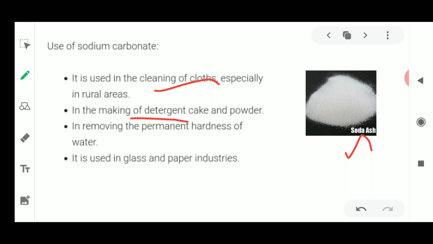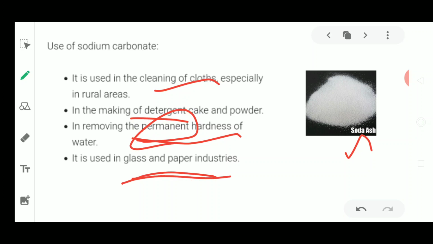It also helps in the removal of the hardness of water. It removes the hardness permanently, not temporarily. And then it is used in the glass and paper industries. Fine, so there are various uses of sodium carbonate in many fields, such as washing clothes, making washing powders, permanently removing the hardness of water, and in the glass as well as the paper industries.